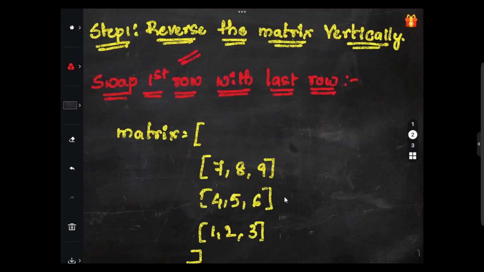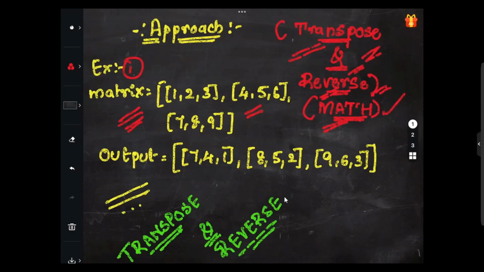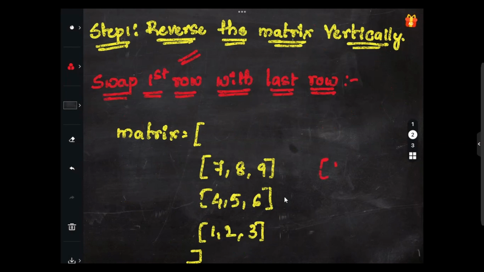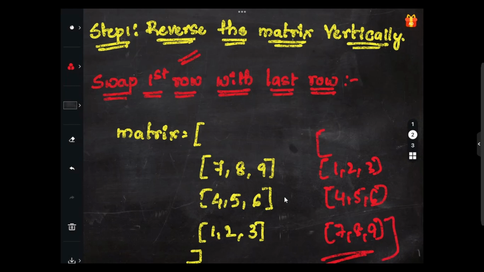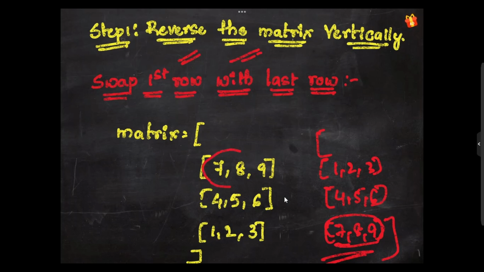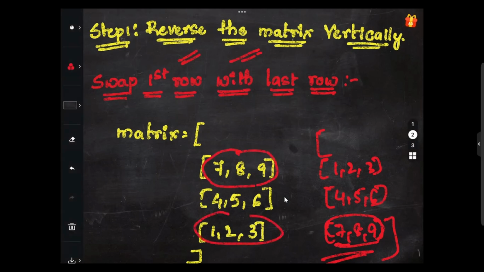The first step is to reverse the matrix vertically. We have 1 2 3, 4 5 6, and 7 8 9. We reverse the matrix vertically, meaning we swap the first row with the last row. The last row comes to the first row and the first row goes to the last, giving 7 8 9, 4 5 6, and 1 2 3. This is the first step.